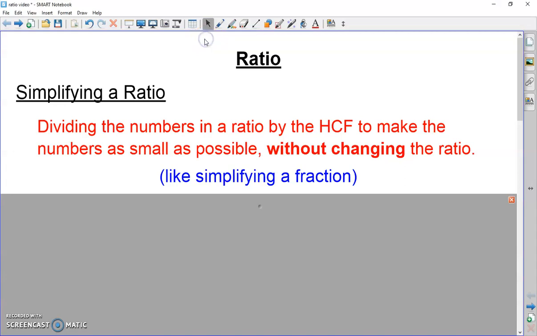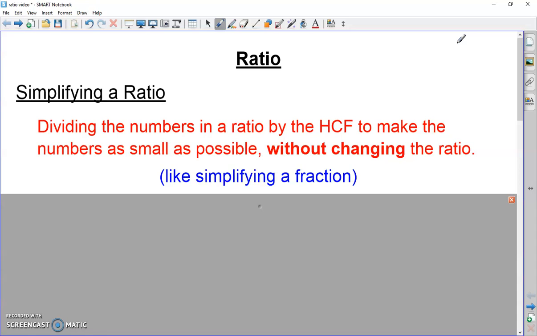Your next topic for this week is ratio. You have done ratio before in Year 7, so hopefully this will be just a quick little whiz through, a reminder, nice and easy, straightforward for you.